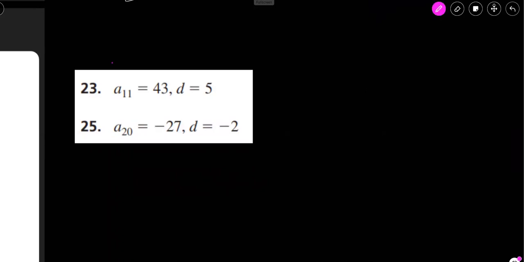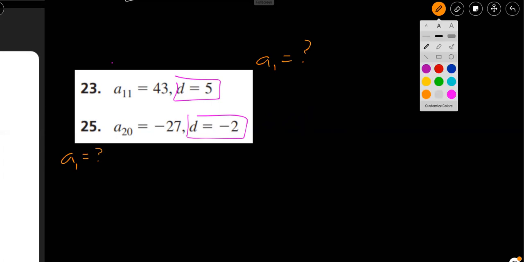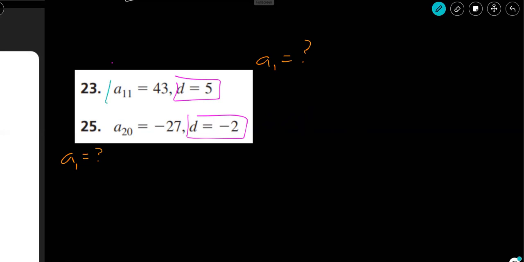In this situation, I've got my D value given to me, so I've got half of what I need. The thing I'm missing still is I don't know what my A1 value is on both of these. So we'll do number 23 first. What's been given to us is this A11 value. A11 is equal to 43. So I'm just going to use the equation framework. AN equals A1 plus n minus 1 times d.